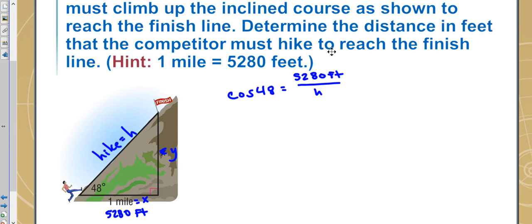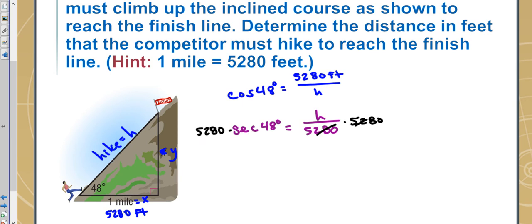So how can you make it one step? Well, instead of using cosine, let's use its reciprocal. Secant of 48 degrees is the same thing as H over 5280. So you just flip it, and now we're one step away. Now how do I solve this in one step? Well, you multiply by 5280, and now those cancel. And over here I put in 5280.